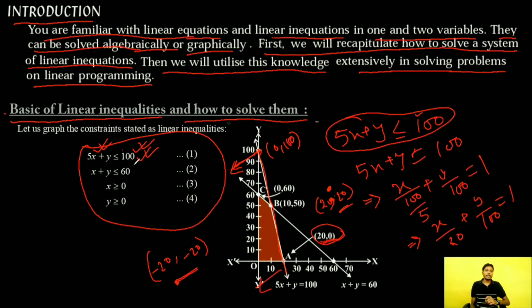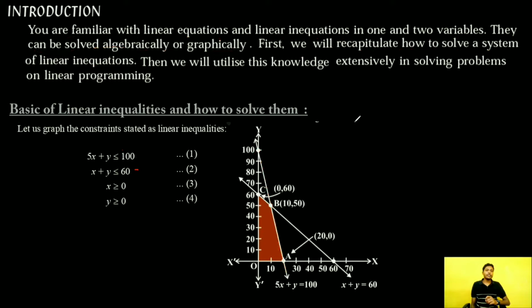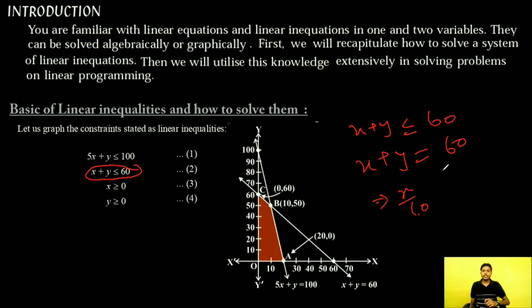Okay. Using similar logic for this inequation, x plus y less than or equal to 60, first we will write down the straight line x plus y is equal to 60. This implies, if we write it in intercept form, x by 60 plus y by 60 is equal to 1. So this straight line x plus y is equal to 60 will intersect the x-axis at the point (60, 0) and the y-axis at (0, 60).